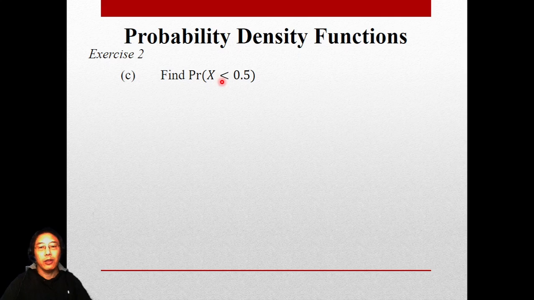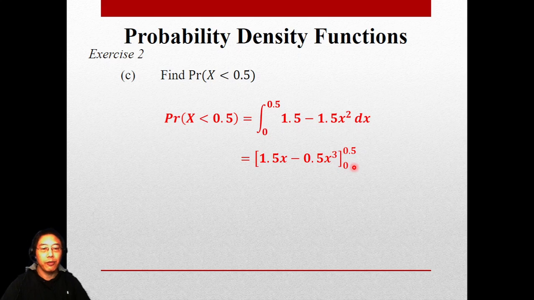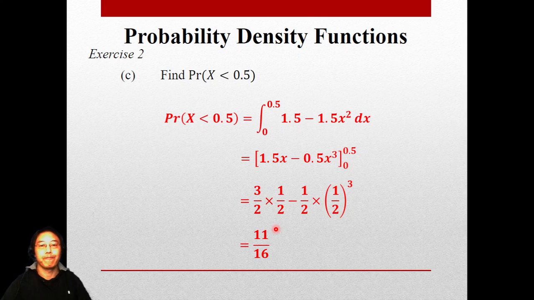Okay, find the probability that x is less than 0.5. We set up our integral from negative infinity to 0.5, so it's going to be restricted from 0. Anti-differentiate, we set our boundaries on the right hand side, we substitute, we simplify, and we get this answer.